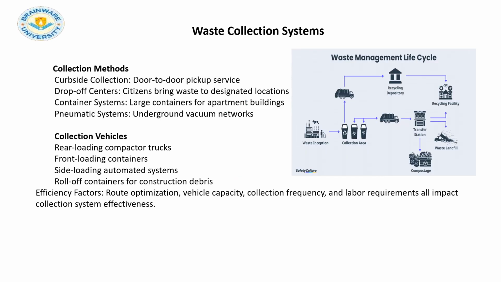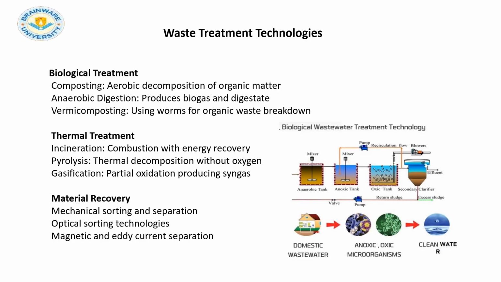Here we will discuss the various collection systems involved in solid waste collection. The most common collection methods are curbside collection, which includes door-to-door pickup service, and drop-off centers where citizens bring their waste to designated locations. There are large containers in apartment buildings for putting the solid waste, and sometimes there are underground vacuum networks called pneumatic systems. And there are various collection vehicles involved, which are front loading containers and roll off containers for construction debris.